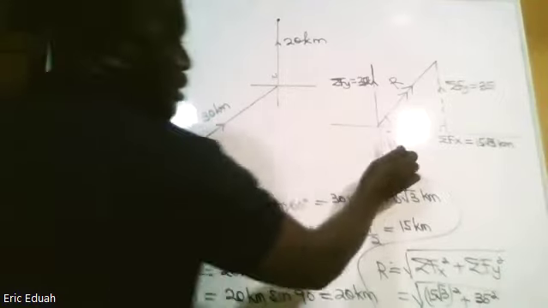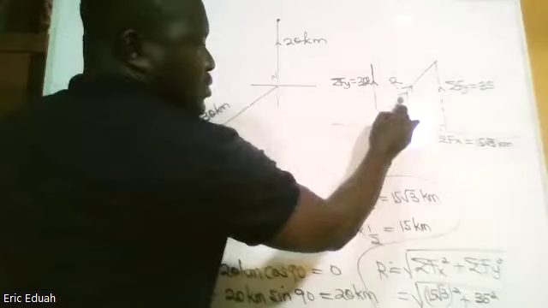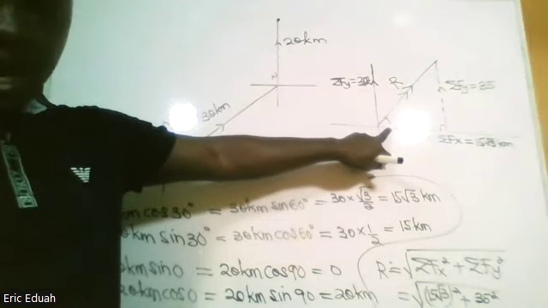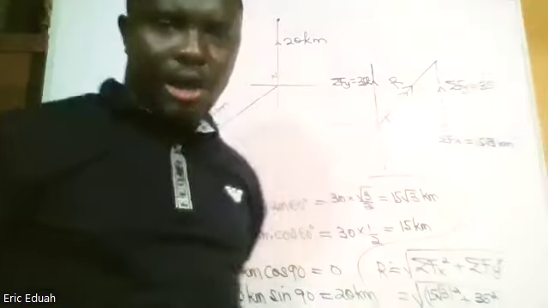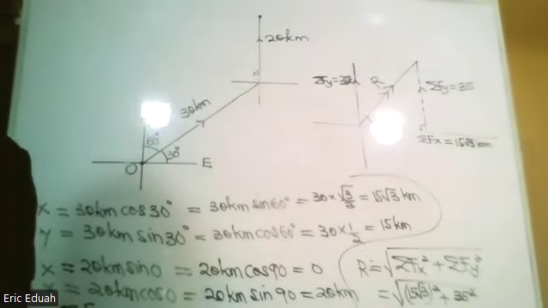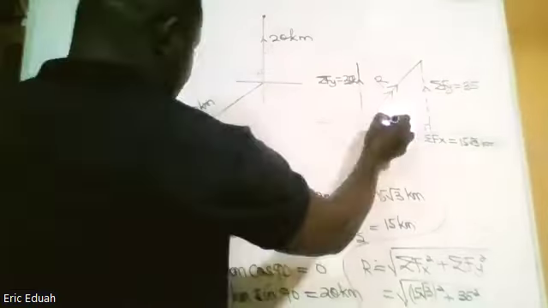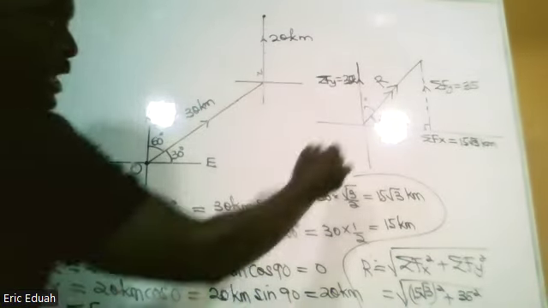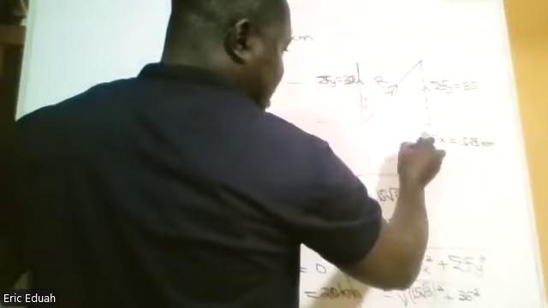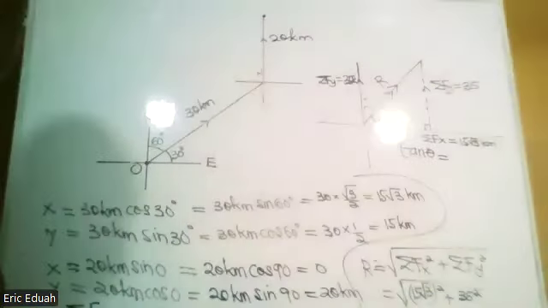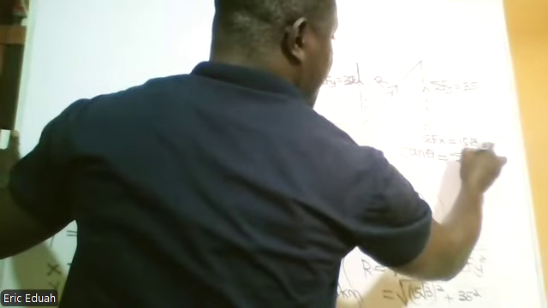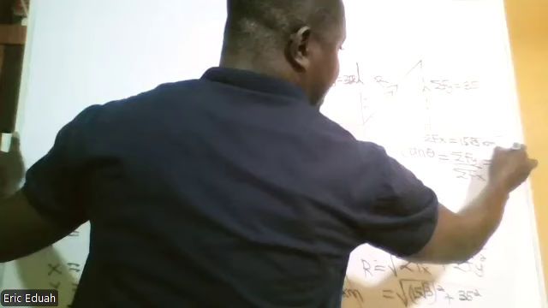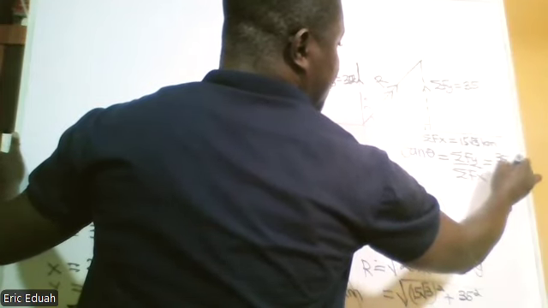Since we have the horizontal component and the vertical component, we can easily find this angle. When we find this angle, we have determined the angle it makes with the east or the x-axis. Knowing the angle it makes with the east, you can always find the angle it makes with the north. So assuming this is theta, then this will be 90 minus theta. If you take tan of theta, theta is equal to opposite, summation f of y, divided by adjacent, summation f of x, which is 35 divided by 15 root 3.